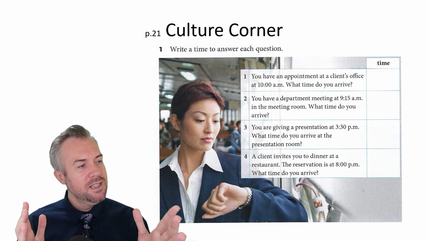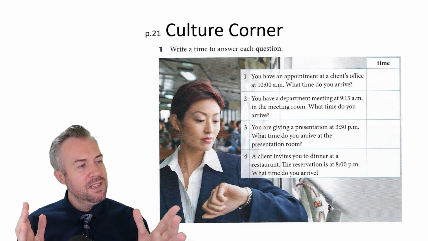How about number 3? You are giving a presentation at 3:30 in the afternoon. What time do you arrive at the presentation room? I feel like this really depends on how much setting up you need to do. You might want to be 1 hour early. It really depends how much work you need to do before you start the presentation. So maybe you arrive at 2:30 in the afternoon.